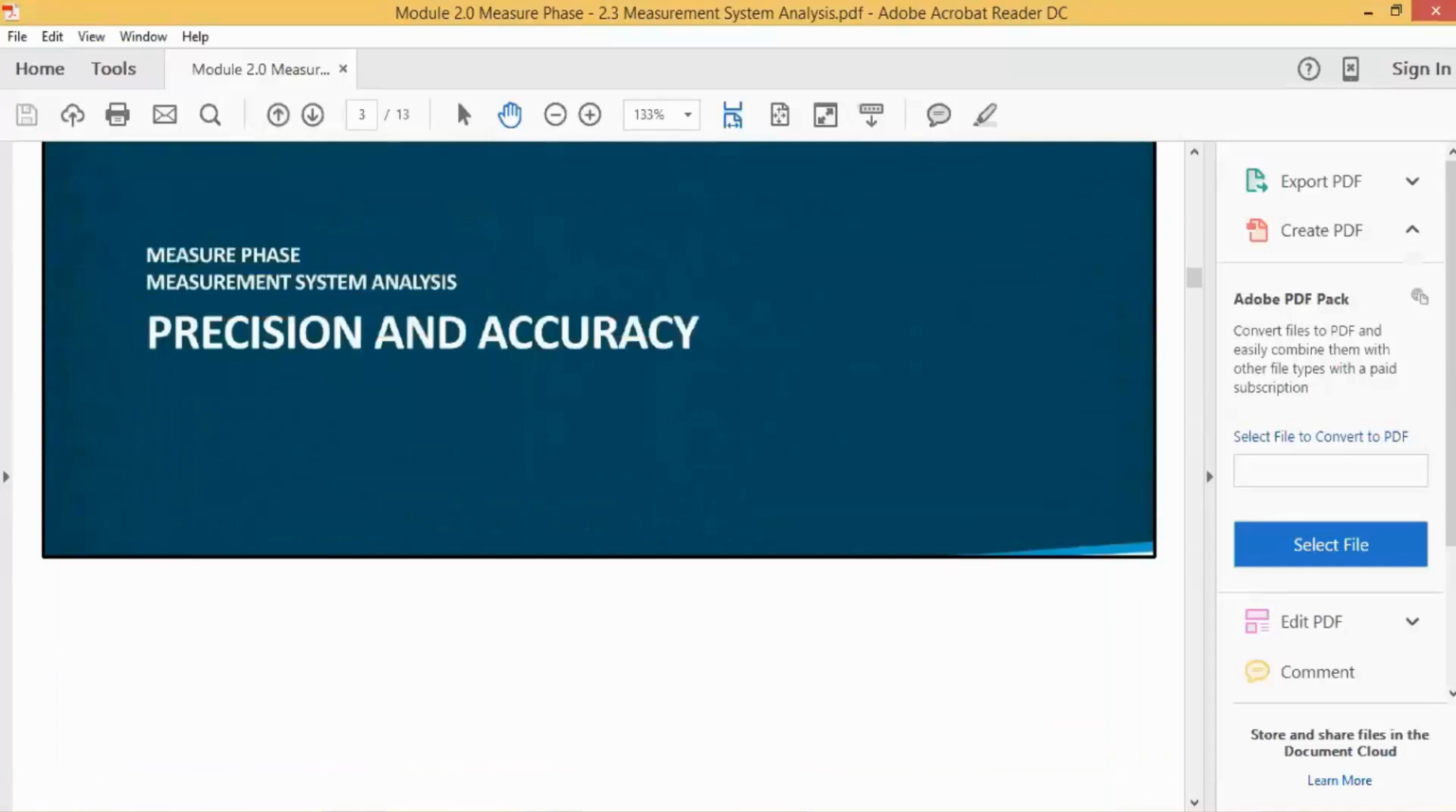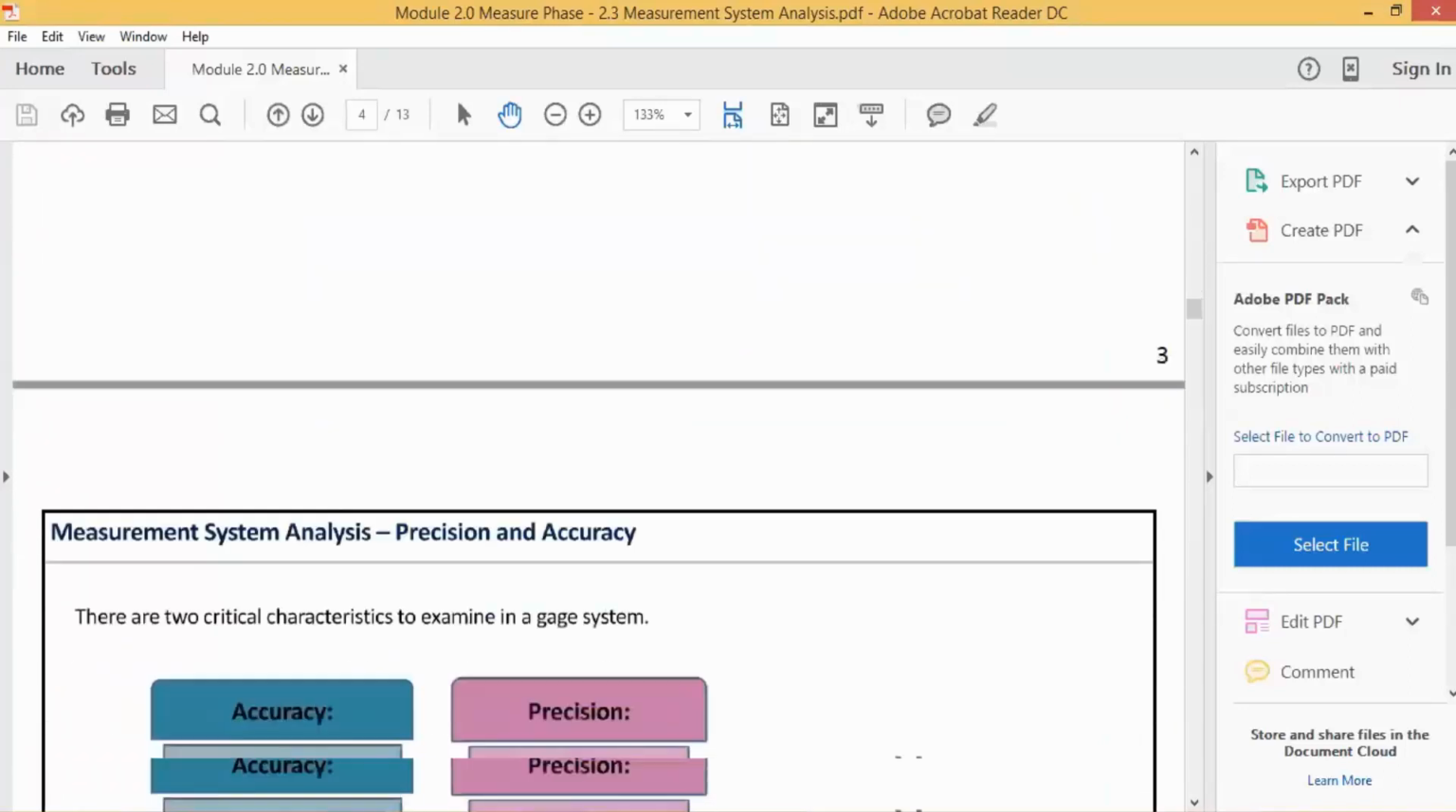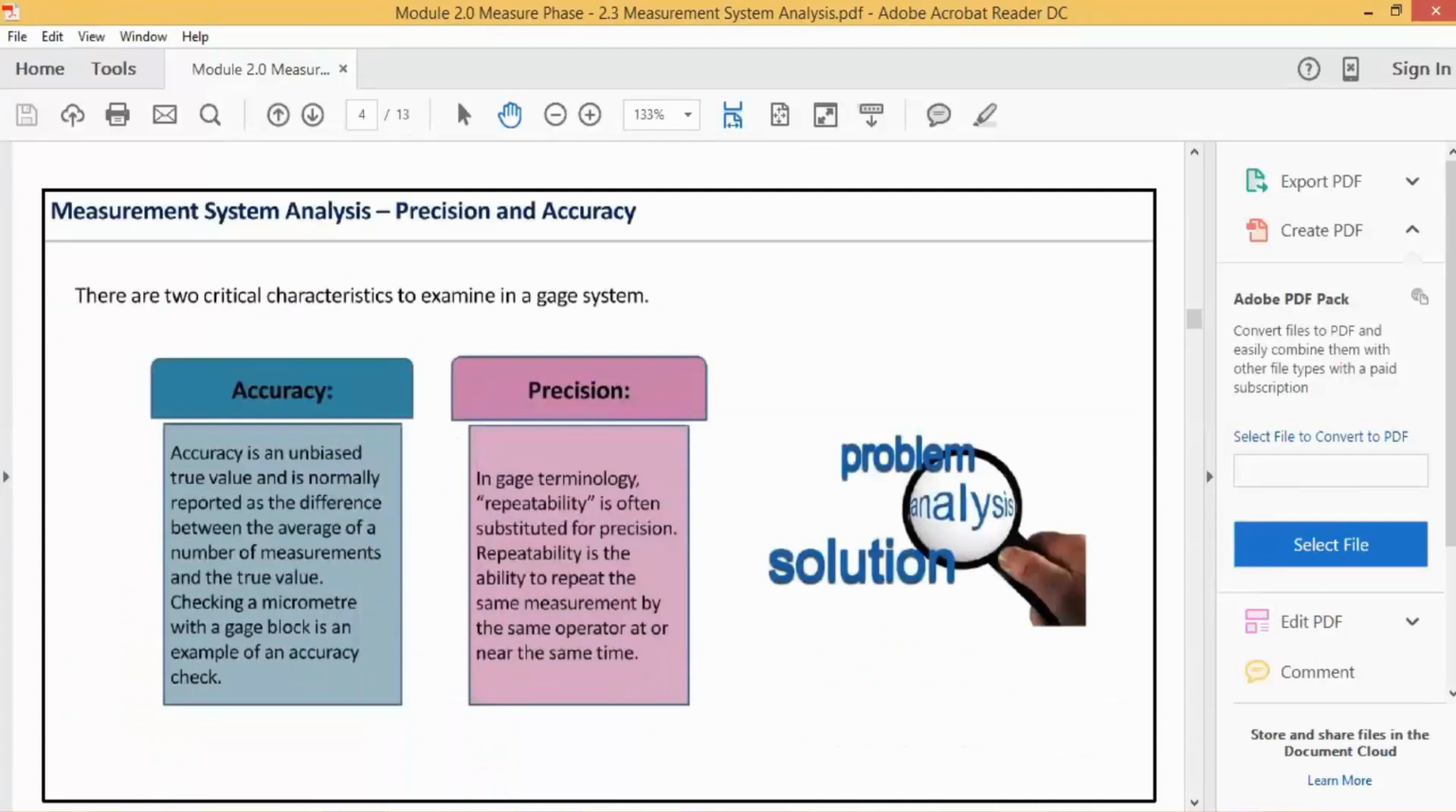What is precision and accuracy? Accuracy is an unbiased true value and is normally reported as the difference between the average of a number of measurements and the true value. Checking a micrometer with a gauge block is an example of an accuracy check. What is precision? In gauge terminology, repeatability is often substituted for precision. Repeatability is the ability to repeat the same measurement by the same operator at or near the same time.